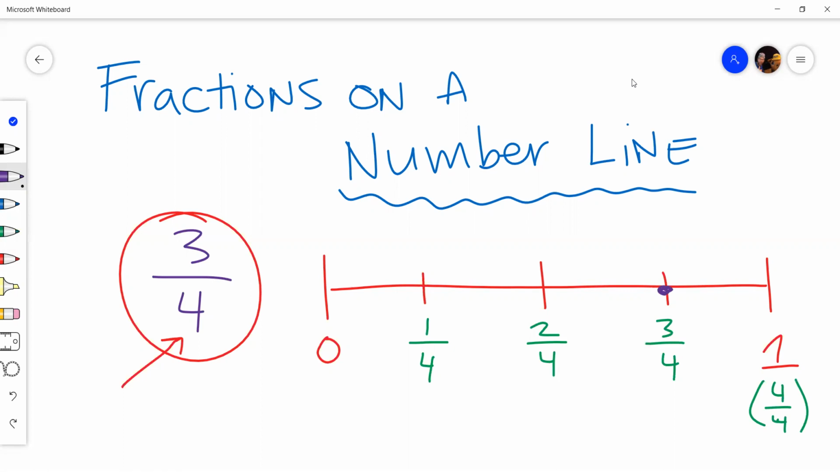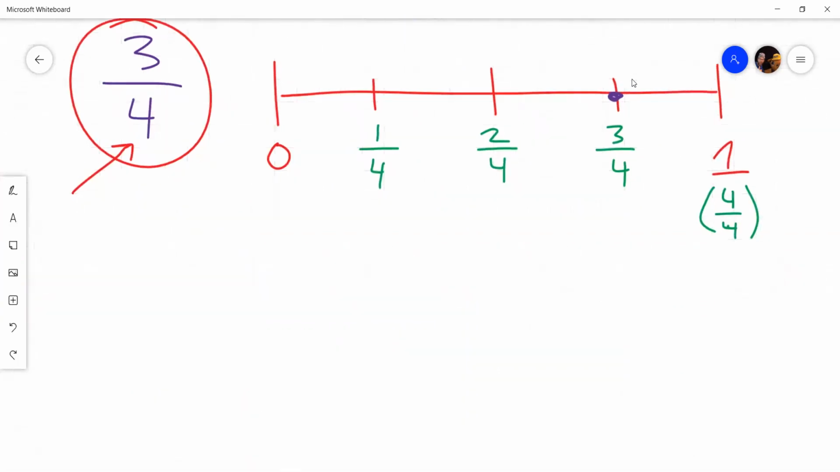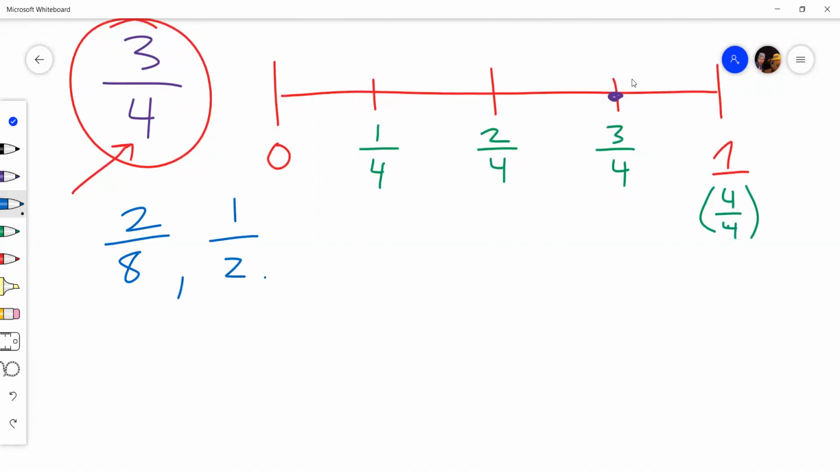This is very helpful. But what we're going to look at today with fractions on a number line is what happens if we have multiple fractions with different denominators. In this case, we have 3/4. And what if we had 2/8? And then what if someone's like, oh, please put in 1/2? And then someone's like, we also want to see 2/3, right? So now what happens with this is how do we take all of these pieces and put them on a number line together?